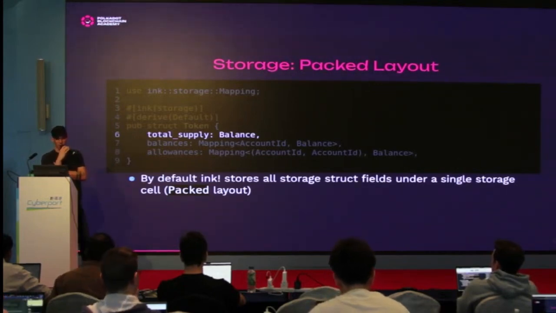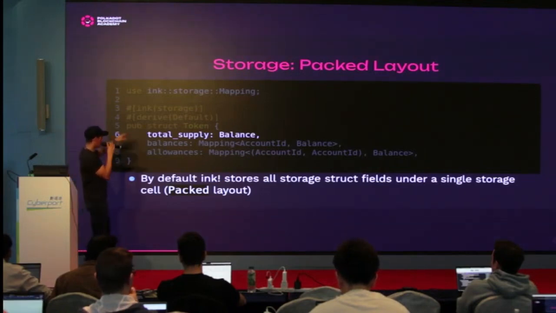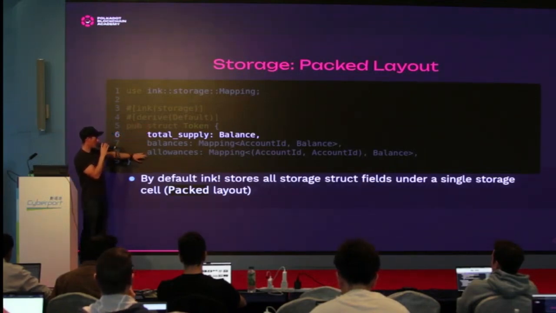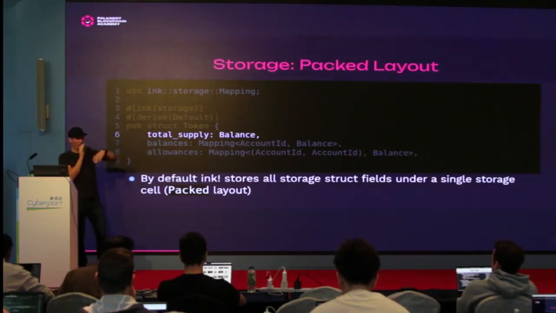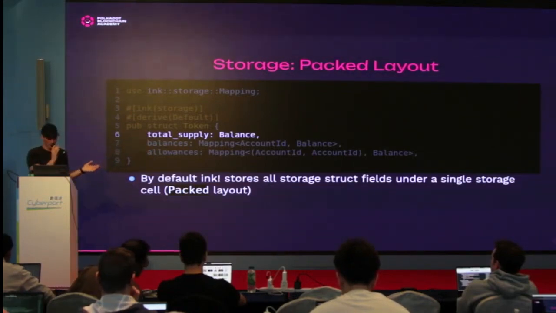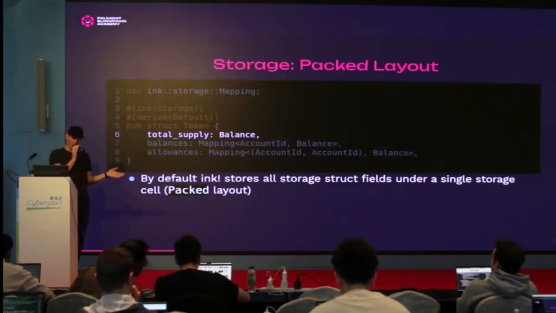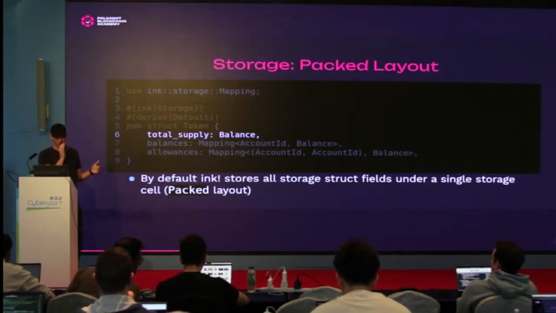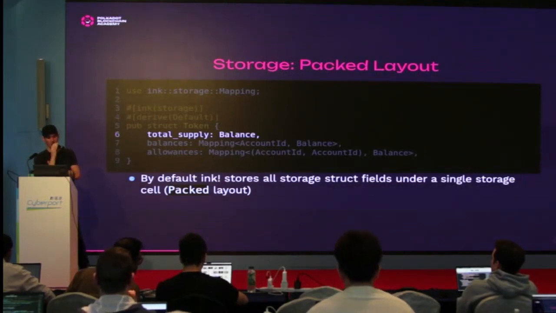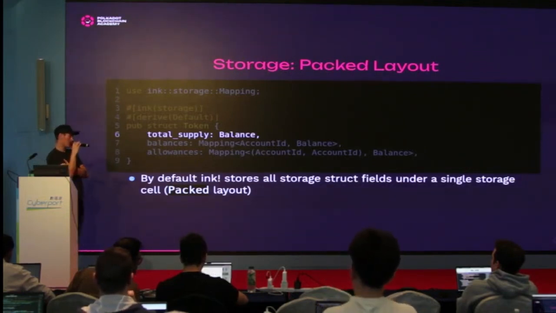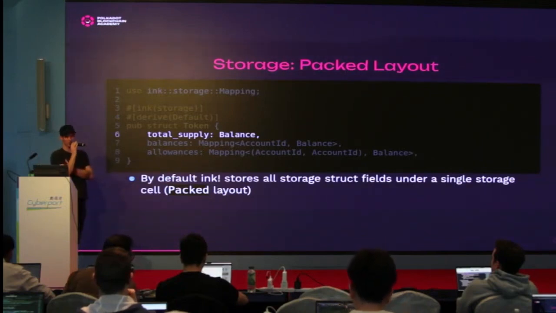By default, you have some root of the storage, typically under a key 0. You have all these values, and by default they're stored under a single cell, which might be something that you want, but it might not be what your contract needs, because it might need access to just a subset of those fields.